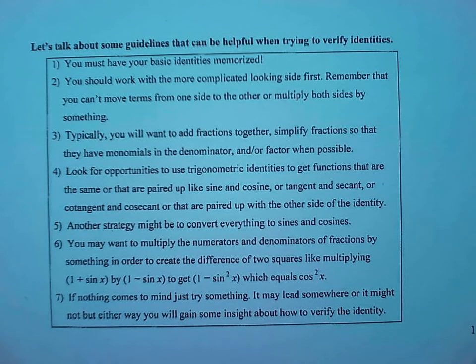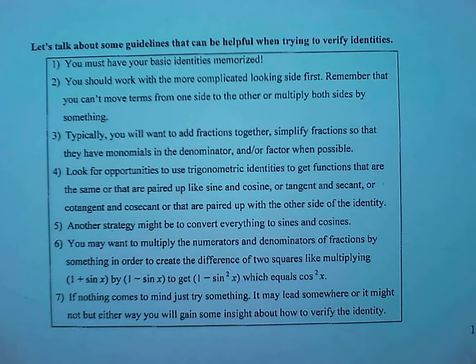Number 6 says, you might want to multiply the numerators and the denominators of fractions by something in order to create the difference of two squares, like multiplying 1 plus sine of x by 1 minus sine of x, to get 1 minus sine squared of x, which equals cosine squared of x. So when it says multiplying stuff here, what it's very specific about is that we're only multiplying numerators and denominators by stuff on one side of the equation, right? Remember that if you multiply something by 1 minus sine of x over 1 minus sine of x, that's just like multiplying it by 1. And we can do that to one side of the equation. But keep in mind, like we said above, that we can't just move terms from one side to the other or multiply both sides by something.